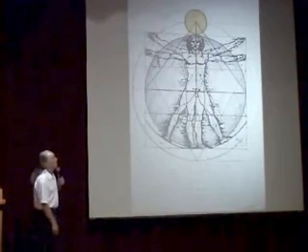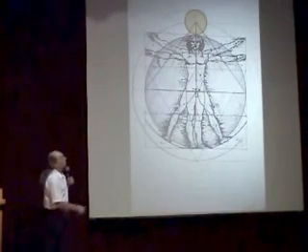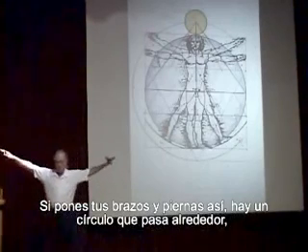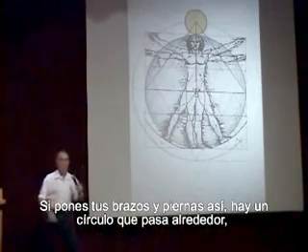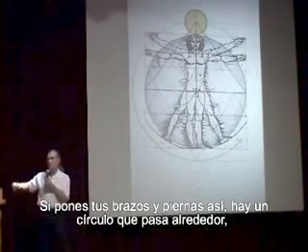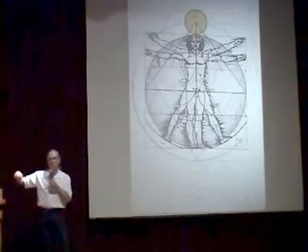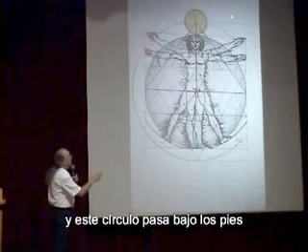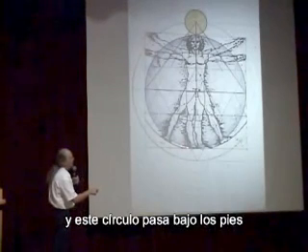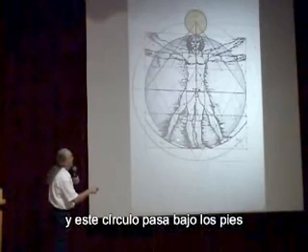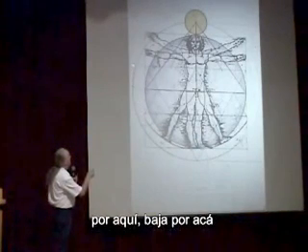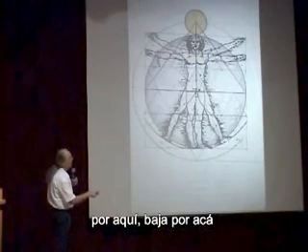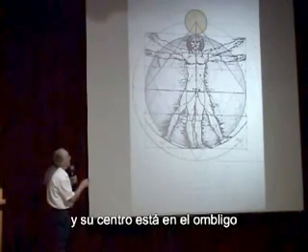Then, if you put your arms like this and your legs out like that, there's a circle that will pass perfectly around there, or a sphere. And it's this one here, which isn't drawn very well. It kind of disappears there. It comes right underneath the feet and goes on around. Comes up here. Comes on down around, comes back down under the feet. And the center of that one is exactly at the navel.